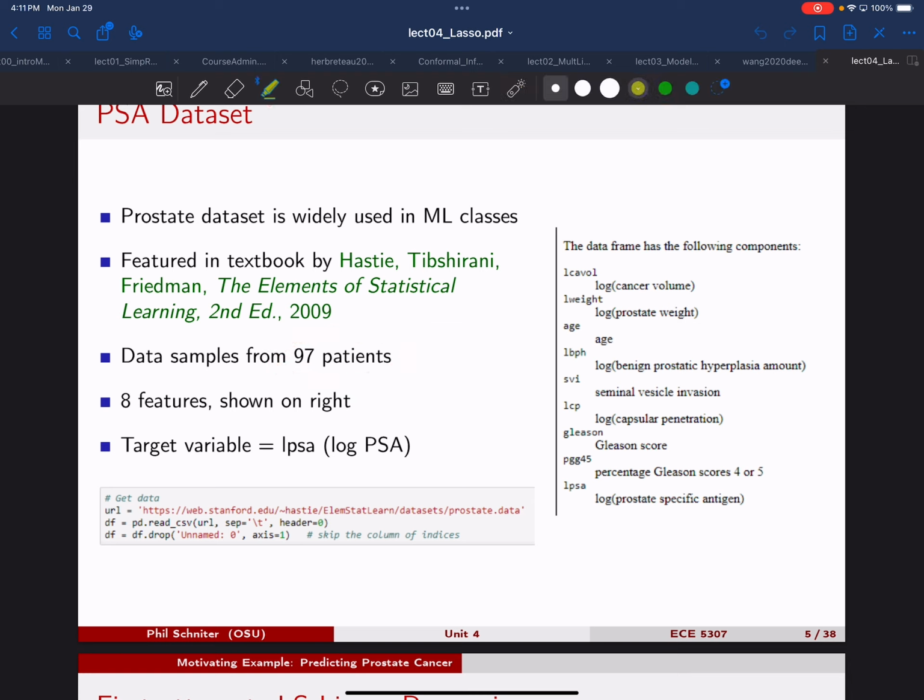There are, in this case, 8 features, which is not very many, so we can play with all kinds of different feature selection techniques. So the target variable is the log PSA, and then there's all these other variables in the data set: log of the cancer volume, log of the prostate weight, the age of the patient, and so on. This data set is in this book, The Elements of Statistical Learning, which is probably the most famous statistician's textbook for machine learning stuff. So it's a pretty well-known data set.